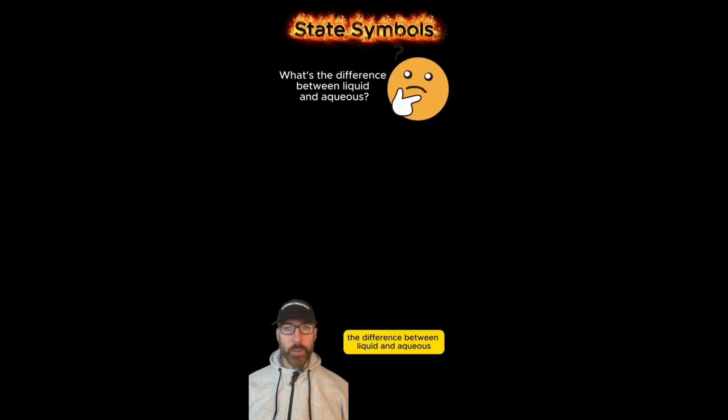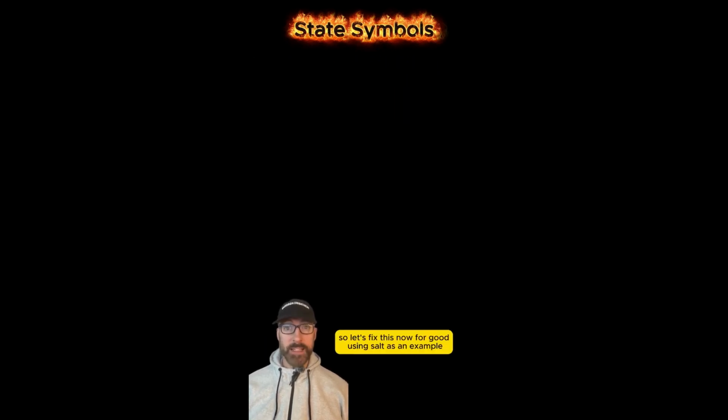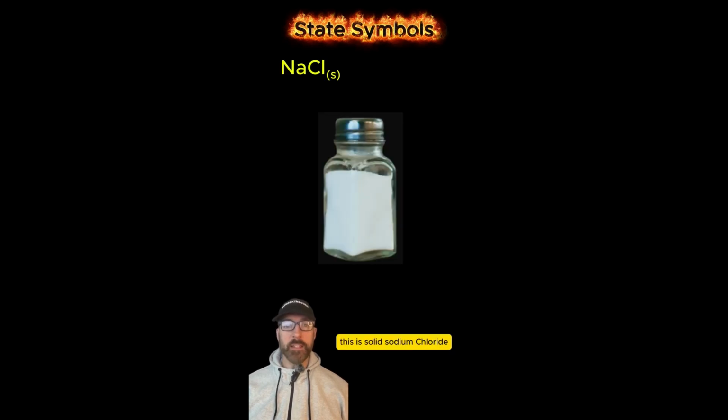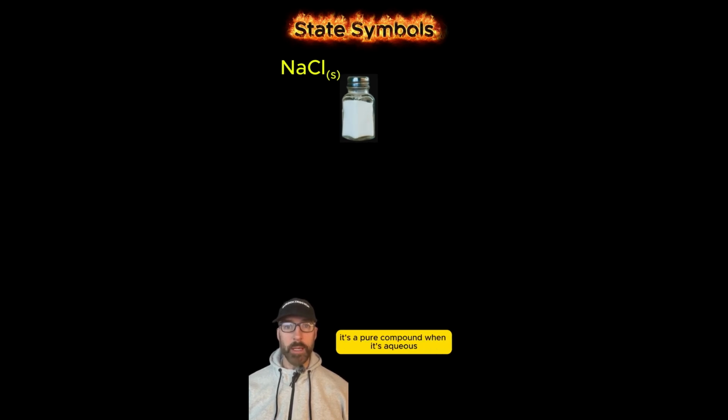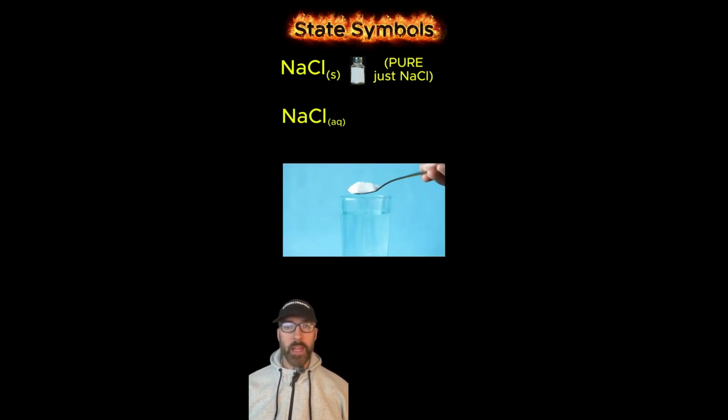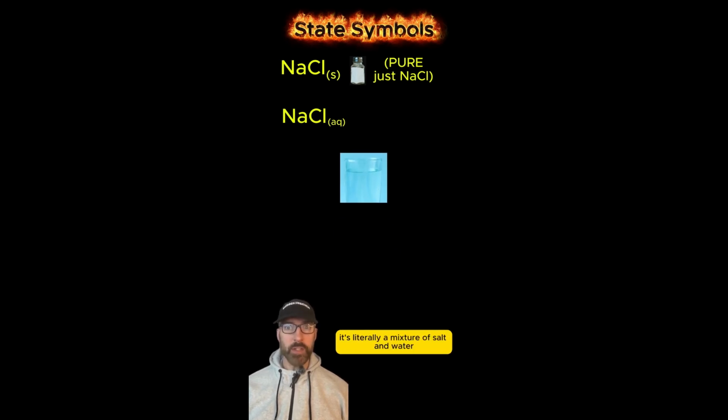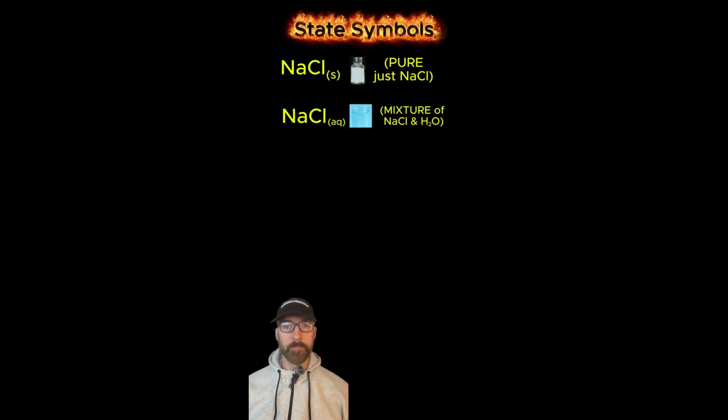The difference between liquid and aqueous, this is where everyone gets very confused. These are not the same thing. So let's fix this now for good, using salt as an example. This is solid sodium chloride, the white crystalline salt you put on your chips. It's a pure compound. When it's aqueous, this is what you get when salt is dissolved in water. It's literally a mixture of salt and water.